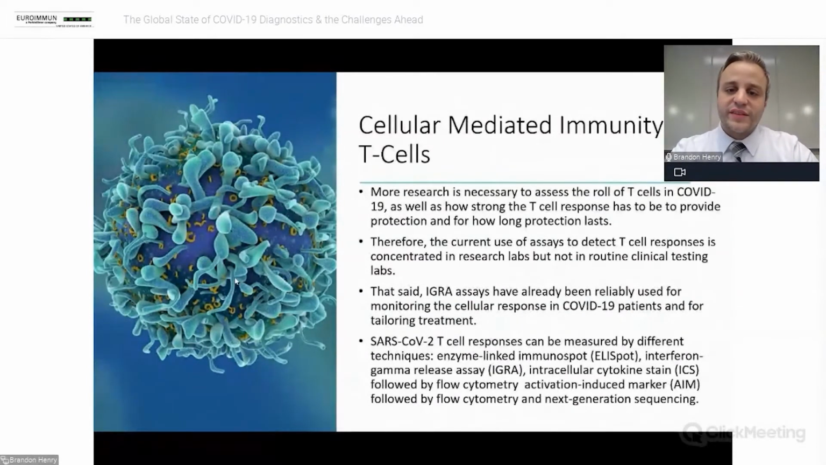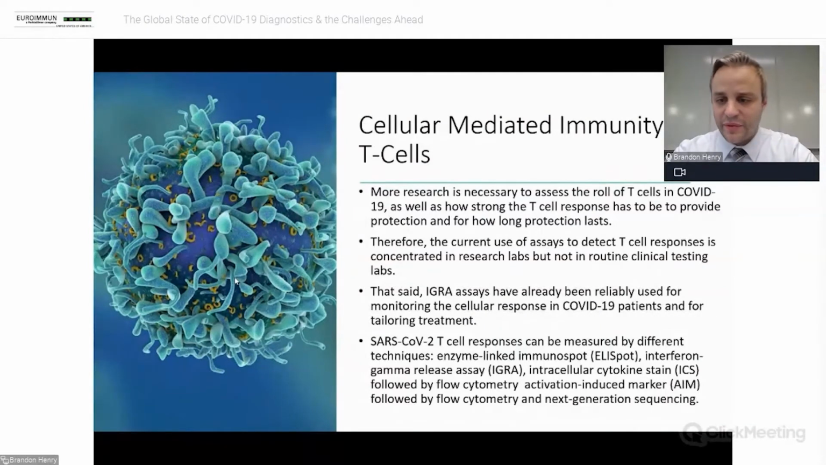Therefore, I think it's safe to say that the current use of assays assessing T cell response should be concentrated in research use, not in routine clinical testing as of now. That said, interferon gamma releasing assays have already been used reliably for monitoring cellular response in COVID-19 patients and for tailoring treatment. The assessment of T cells can be performed using a variety of assays, for example, ELISpot.